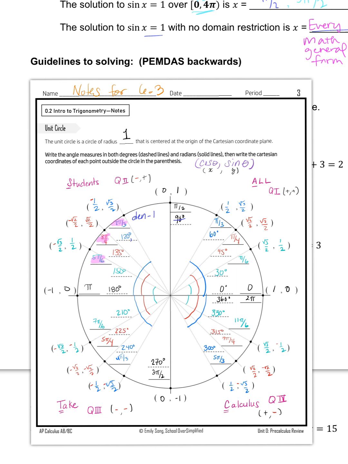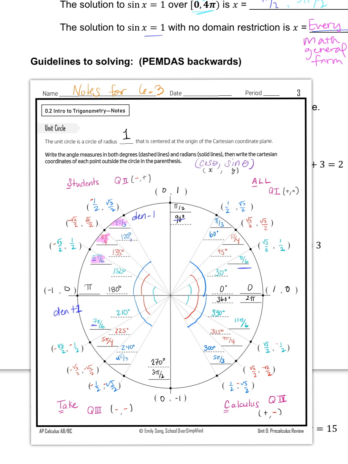So if I wanted to know what's in quadrant 2 for pi over 6, I know that I'm going to take 6, subtract 1, which gives me my 5. So take the denominator, minus 1. When you're in the third quadrant, it's going to be the denominator plus 1. So again, if I wanted the pi over 6, and I'm in the third quadrant, I'm going to take 6, add 1, and that'll give me 7 pi over 6.